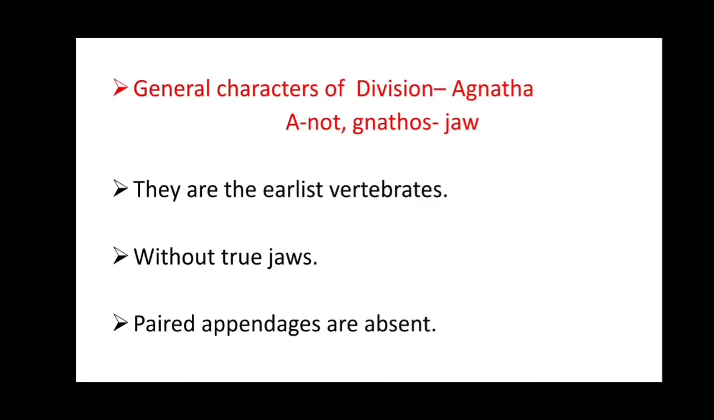As we know, the general characters of the division Agnatha: a means absent or not, gnathos means jaws. These are the earliest vertebrates without true jaws, and paired appendages are absent. The agnathans show a fish-like body form, usually flattened dorsoventrally, with a huge head and the gill region tapering, with a muscular trunk and some sort of tail fins. They had no jaws and no pectoral or pelvic fins, but they had only median fins.